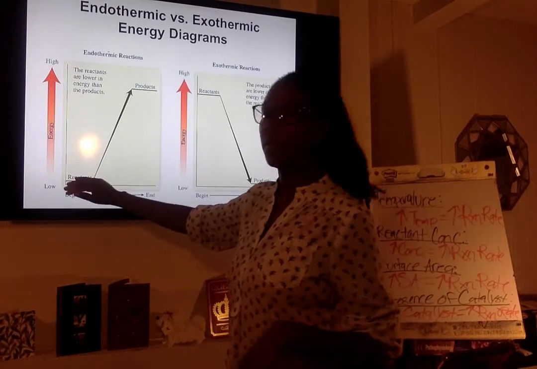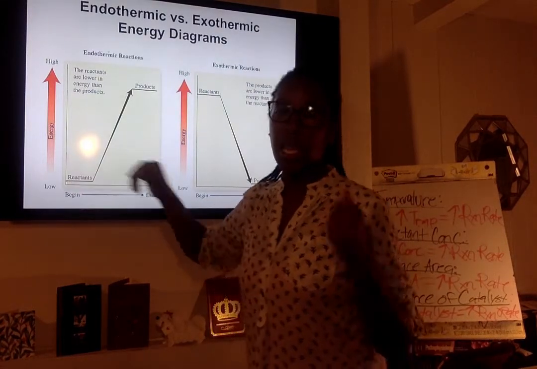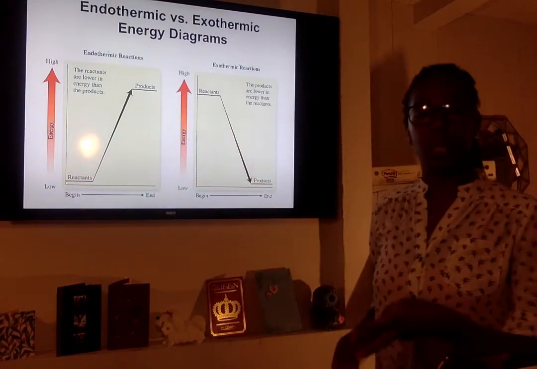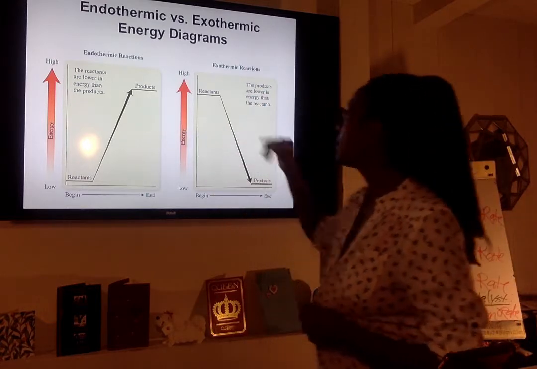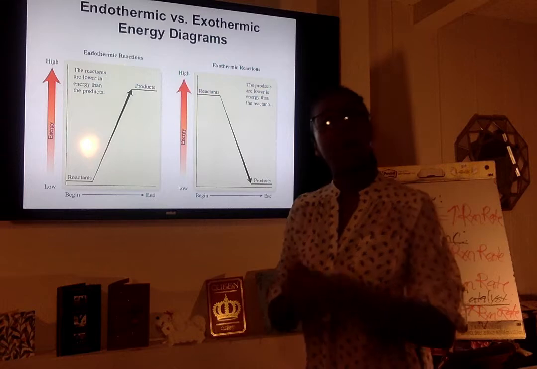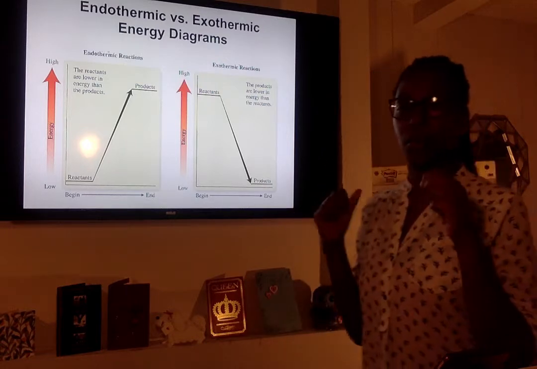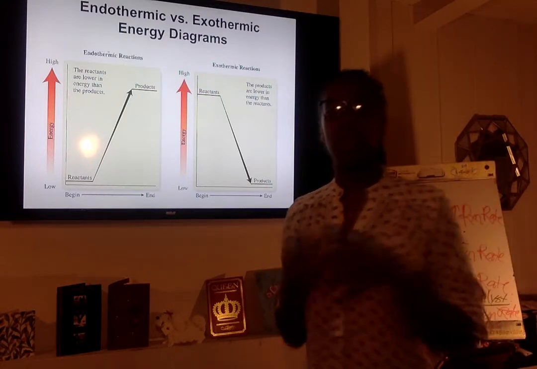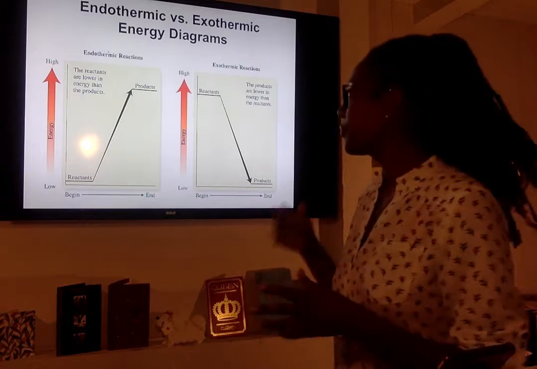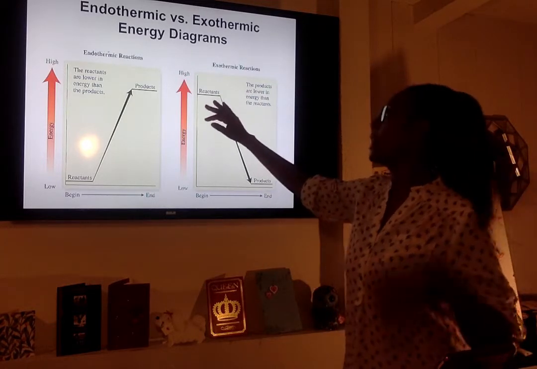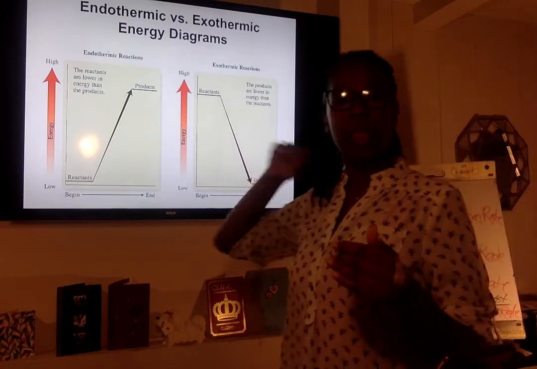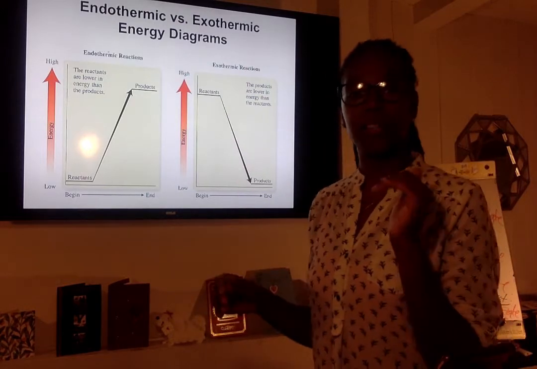Because you're starting out with not a lot of energy, and you added, which is endothermic, you're adding it into the system to get the product. The exothermic is you're starting out the opposite, right? Because what is exothermic? Exothermic is the energy is exiting the system. So in that, we're starting out with our reactants with a very high energy, right? So the reactants have high energy.